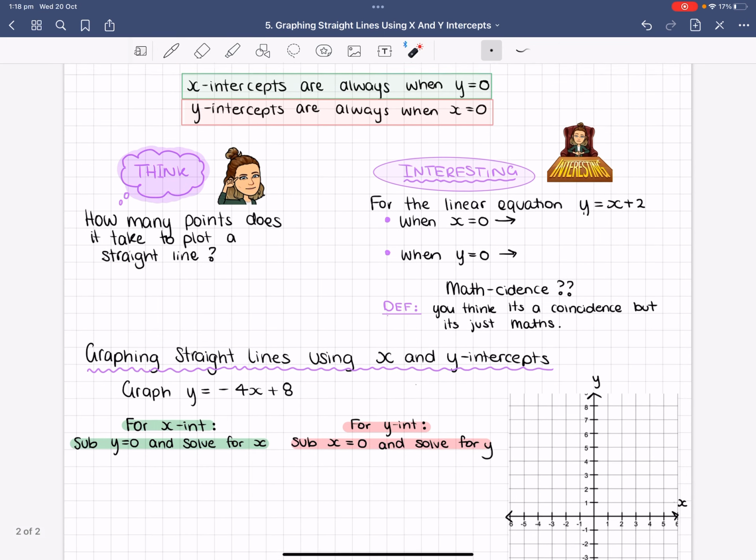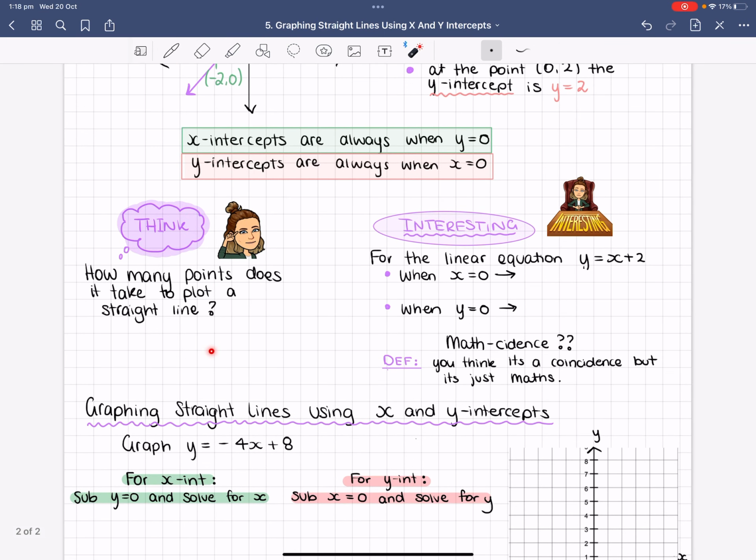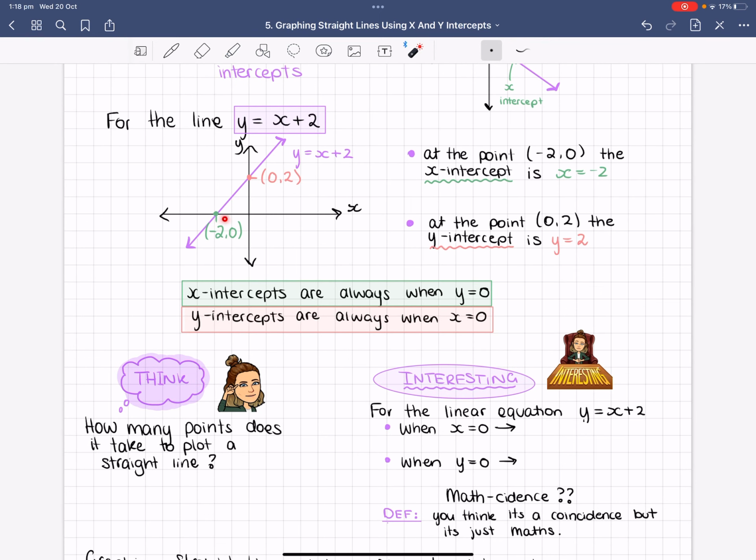So something to think about, how many points does it take to actually plot a straight line? Well, having a look here, you can plot a perfectly straight line by only using 2 points. It's obviously impossible to plot it using 1 point because you've got no idea which direction it goes to.